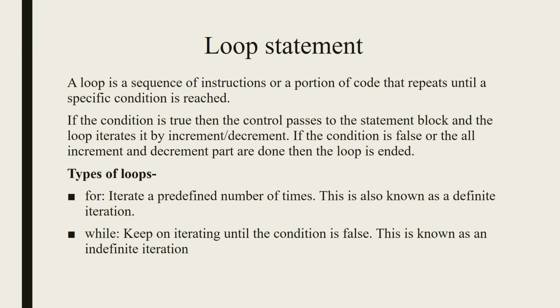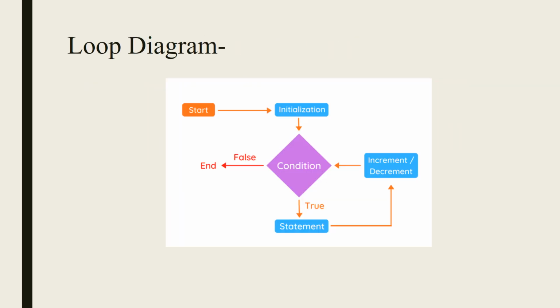First is for, which iterates a predefined number of times. It is also known as definite iteration. The next one is while, which keeps on iterating until the condition is false. This is also known as indefinite iteration. This is a diagram which represents a loop statement.